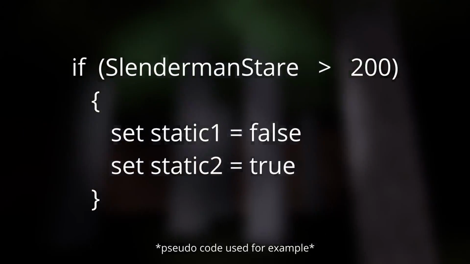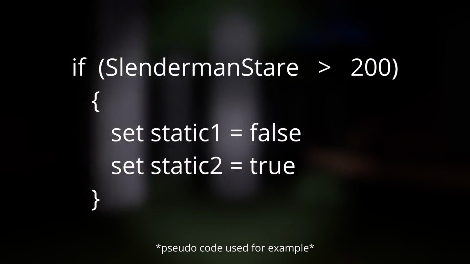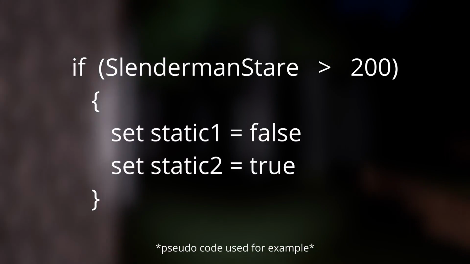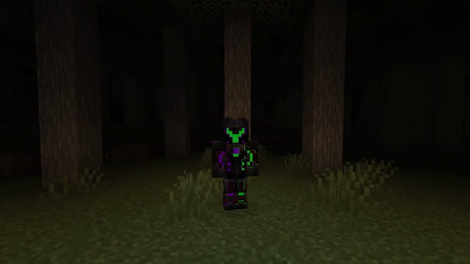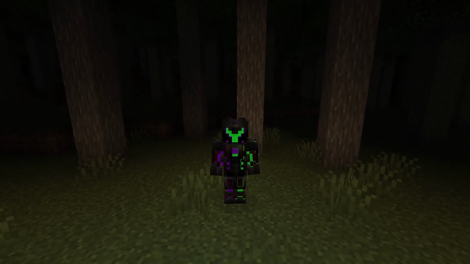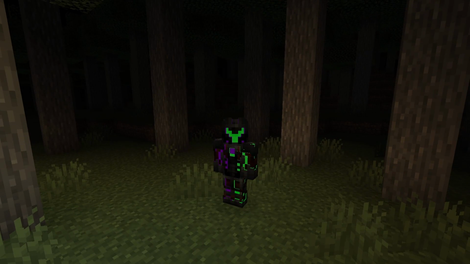So I created 3 different static screens, and once the variable passes a certain threshold, then it will switch screens. And once it gets high enough, you will then be met with the iconic death screen.